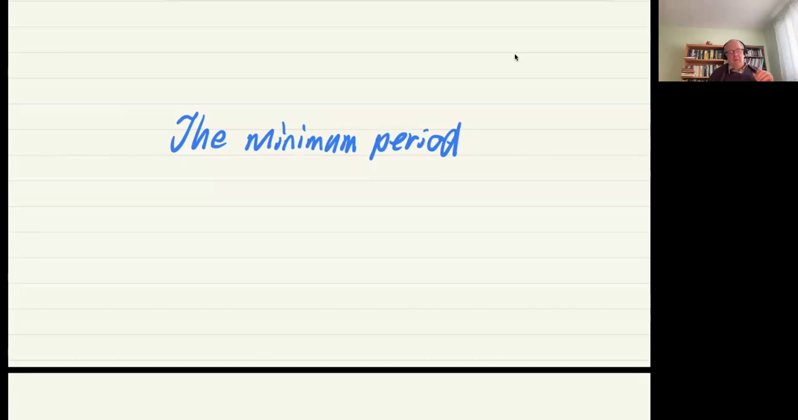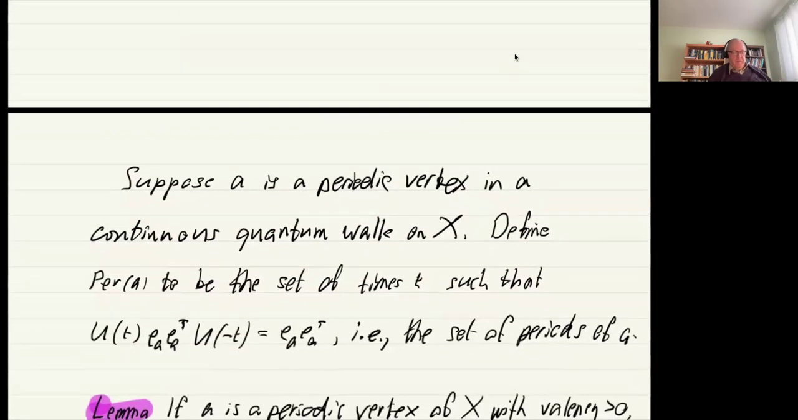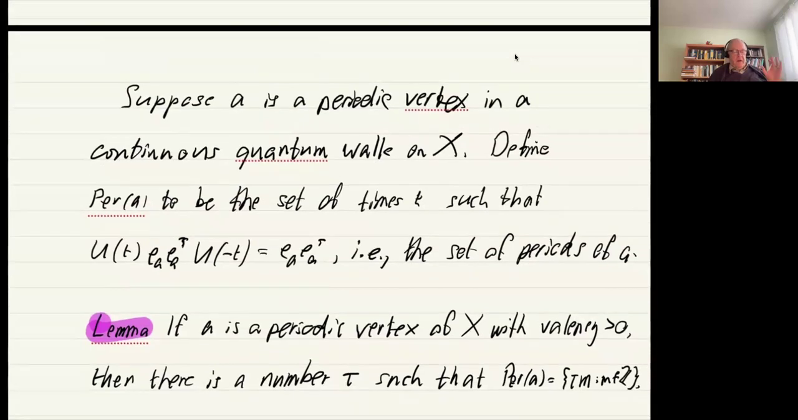What I want to do now is look at the other end and ask, how small can the period be? We're going to get a bound which is not tight. It might be tight once. It's not tight, but it's not completely ridiculous, whatever that means in mathematical terms. So we're trying to get a bound on the minimum period.